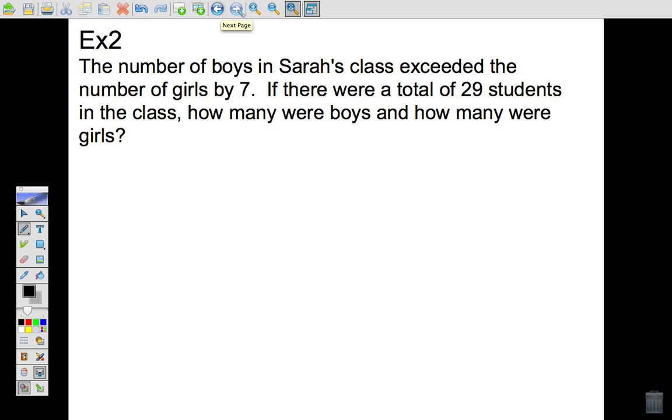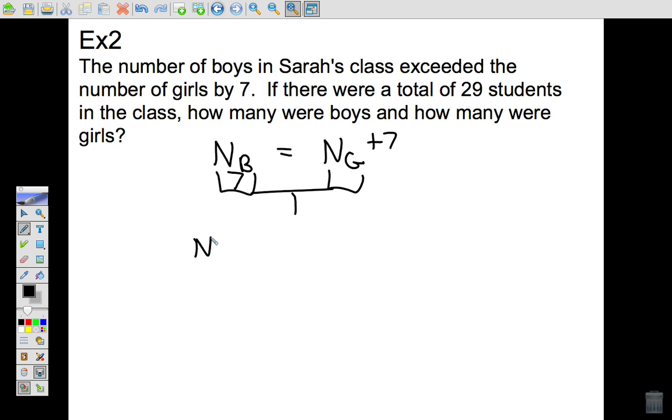The number of boys in Sarah's class exceeded the number of girls by 7. Well, I'm going to let NB represent the number of boys, and I'm going to let NG represent the number of girls. Now I know the number of girls is not equal to the number of boys in this class, right? So again, I'm going to use my science balance to represent this. So let's see, the number of boys in Sarah's class exceeded the number of girls by 7. So there's 7 more boys. Now, how do I balance this out? Well, I got to add 7 over here. So my equation then would be NB is equal to NG plus 7.